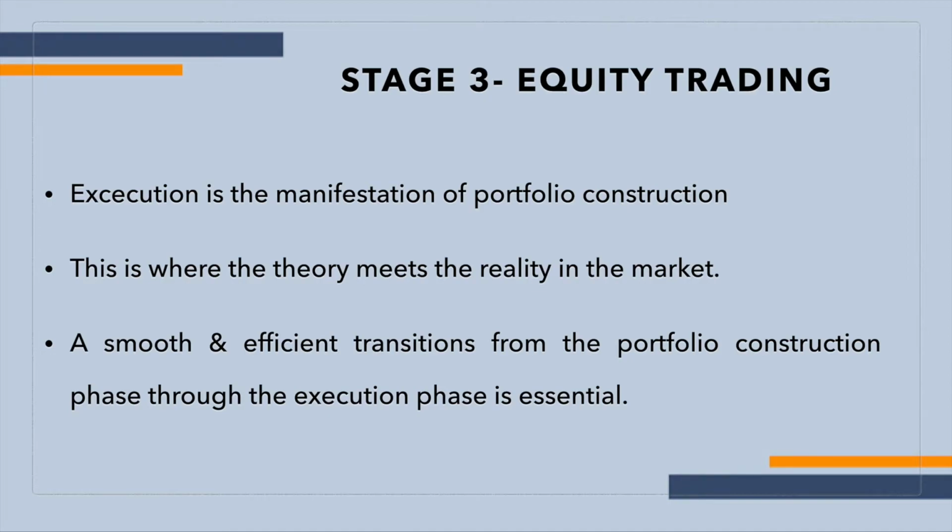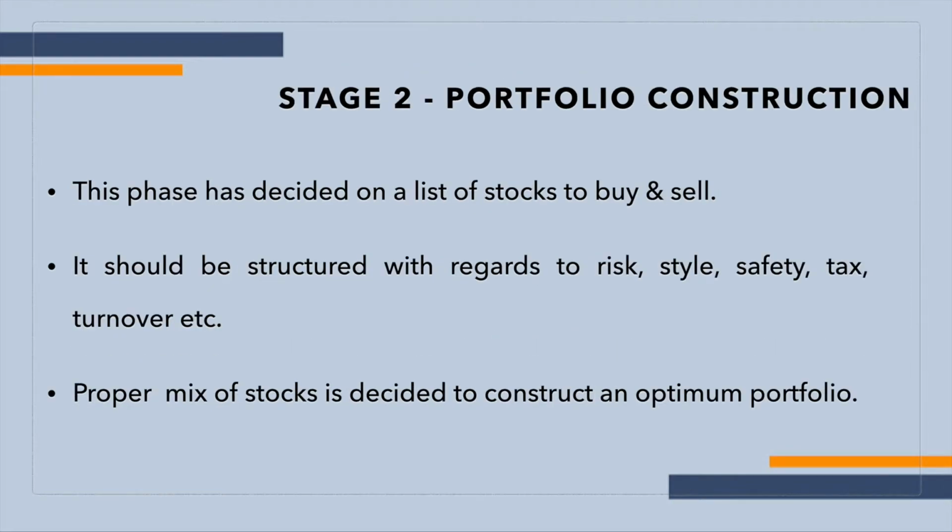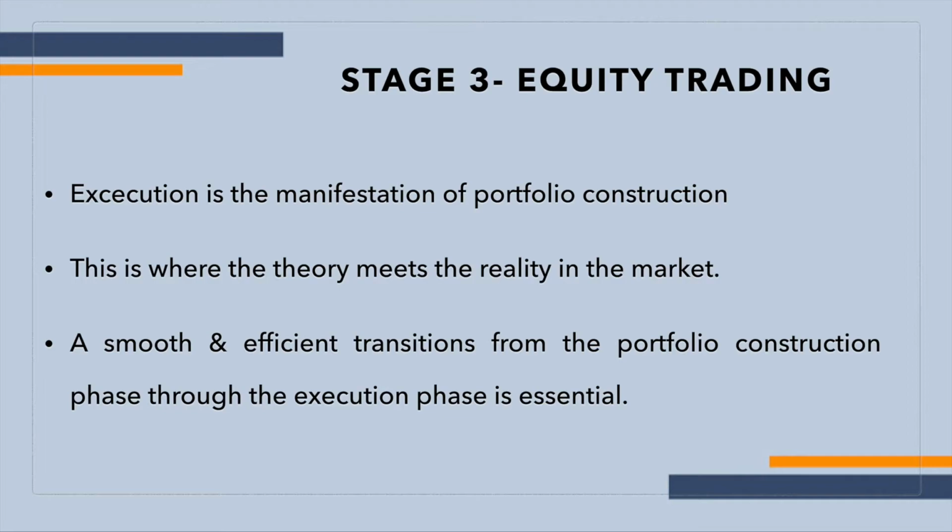The third step is equity trading. Now once I've decided, here I've constructed in stage 2 my portfolio. In stage 3, I will be executing it. We can plan a lot of things, correct? But if it's not executed, all the plans are in vain. Therefore, execution is the manifestation of portfolio construction. I have to execute what I have planned. So this is where the theory meets the reality in the market.